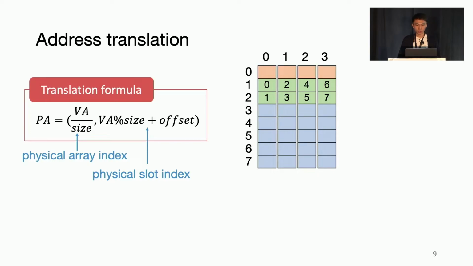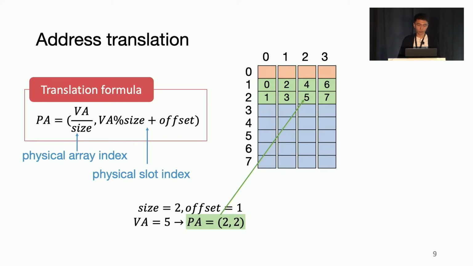We give a simple example here. The green partition shows a memory region for an application, and the numbers inside the slots are virtual addresses, starting from 0 to 7. We can see the size is 2 and the offset is 1. So given VA equals 5, we can compute the PA to be 2 based on the translation formula. So we can locate the physical slot as the arrow points to.